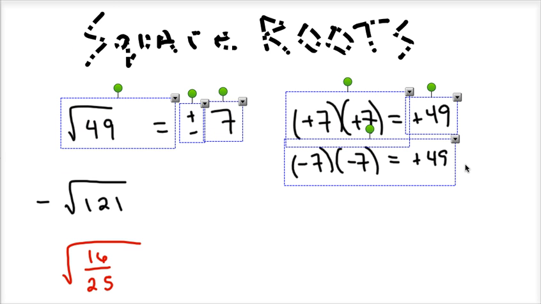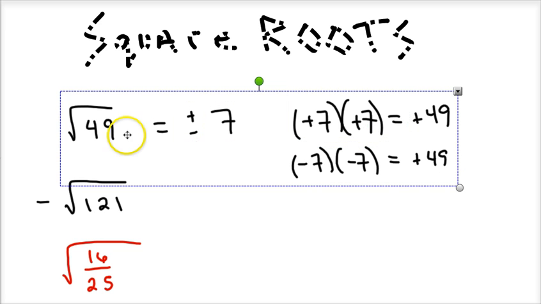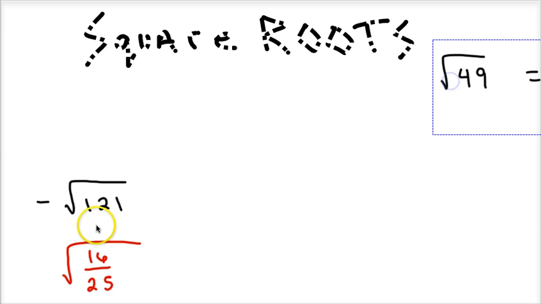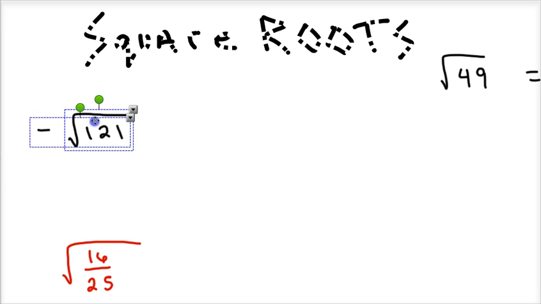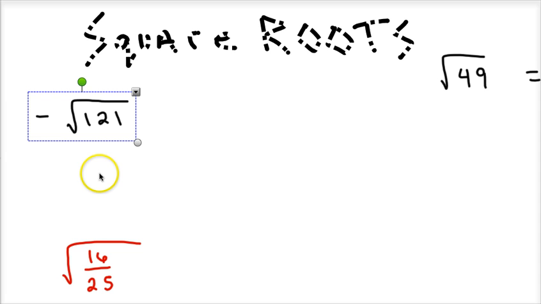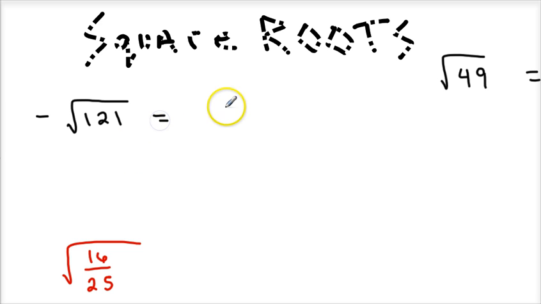Now, the next one, the negative square root of 121. Now, be careful with this one. Is the negative inside or outside the radical? Outside. Okay, so first take, what is the square root of 121? Good, so the square root is 11, and just bring the negative sign over with it. So it's negative 11.